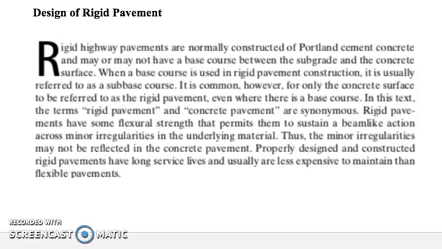Now we move on to design of rigid pavement. Typically, rigid highway pavements are constructed of Portland cement concrete, and it may not have a base course between the subgrade and the concrete surface. So when a base course is used in rigid pavement construction, it is usually referred to as sub-base course.